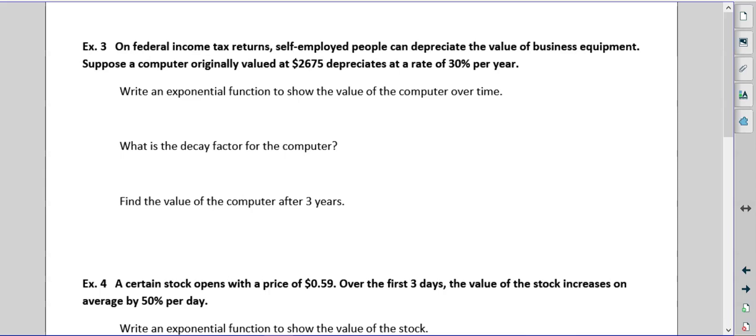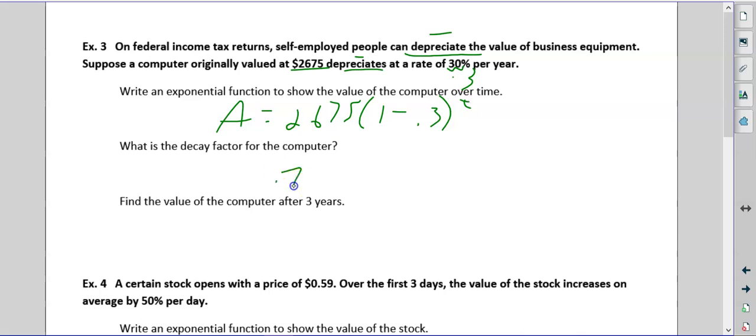All right. Federal income tax returns. Self-employed employees can depreciate, that means minus, the value of business equipment. Suppose a computer originally started off being this much and it depreciates, again minus, at a rate of 30%. That's 0.3. Write the function. Future value, starting value, 1 minus 0.3 to the power of time. The decay factor is 0.7. 1 minus 0.3 is 0.7. And we're going to do this in 3 years.